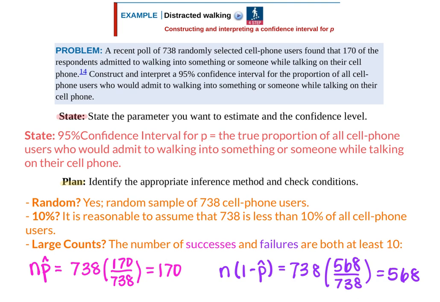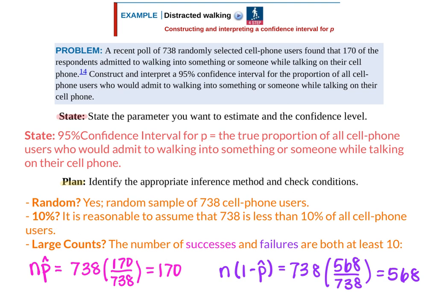So our next big step here is to plan, and that is to first identify the appropriate inference method, and we are going to do a one sample z interval for p, which is what we've been talking about the whole video, and let's check our 3 conditions. So first up, was it randomly sampled? Yes, it was a random sample, because it says so, and also I'm sure we have some information about the survey, so yes.